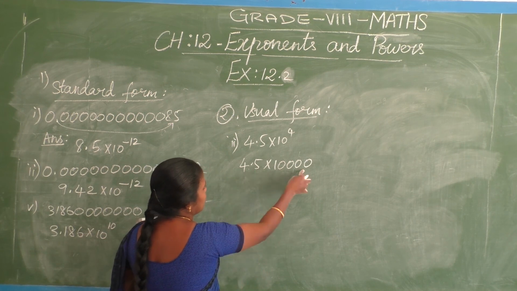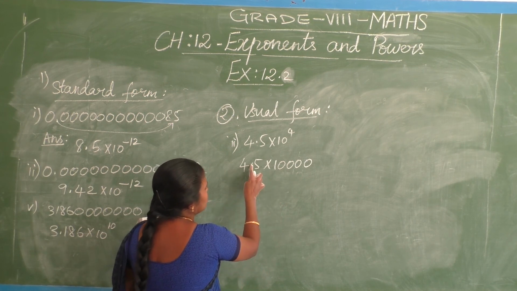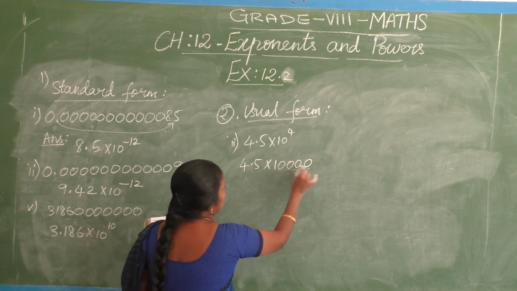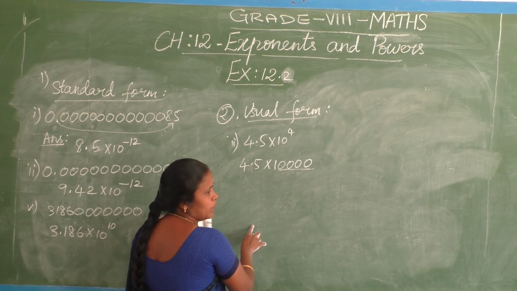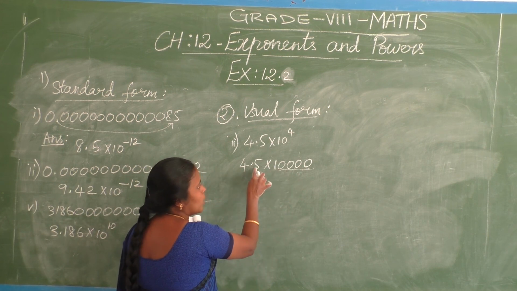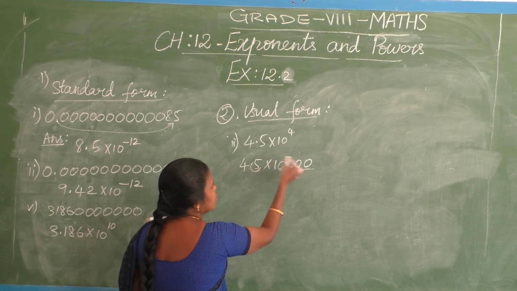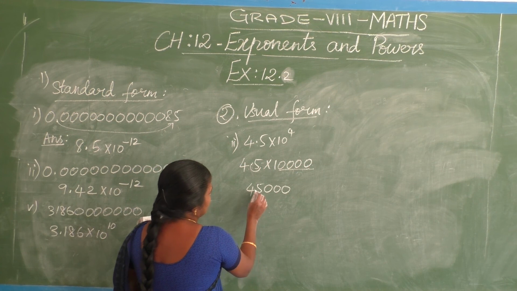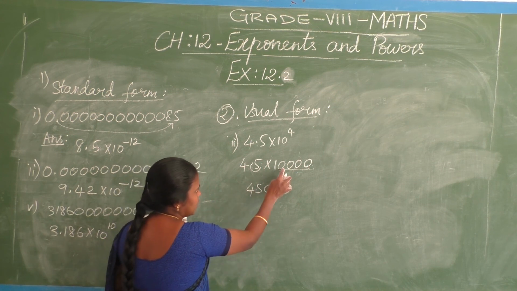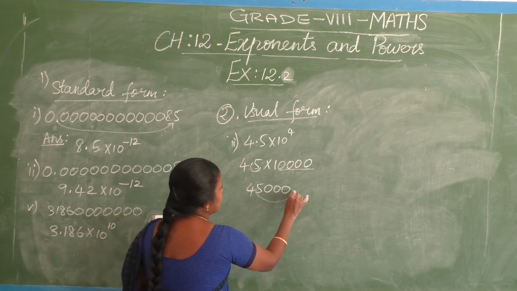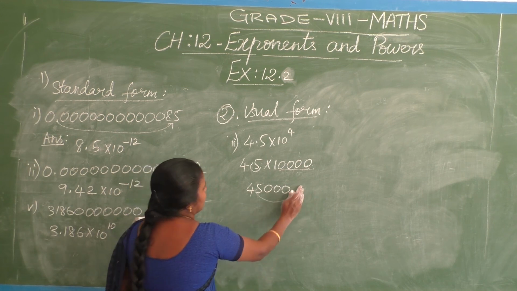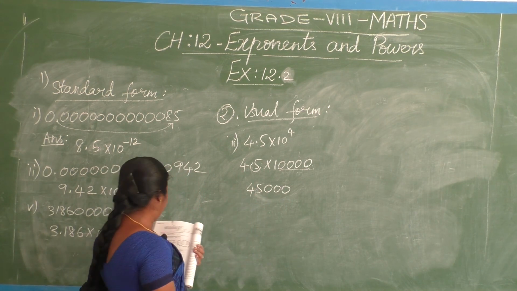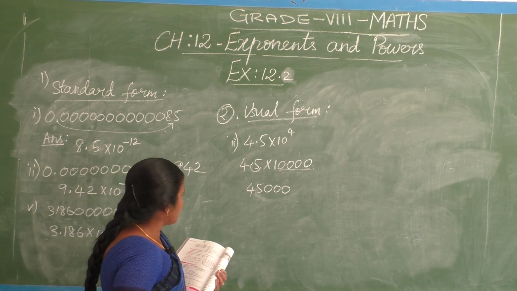Now this is to be multiplied by this. At that time the point moves from here to the right side. Yes or no? See, 4 zeros means 4 digits, so it is to be moved from here to the right side. Already 1 digit is there, so the remaining 3 zeros only you have to fill. So 4.5 with the 3 zeros. After multiplying this number by 10,000, the point came to the right-hand side of here. Okay. Understood?